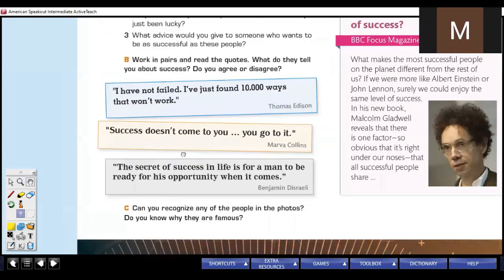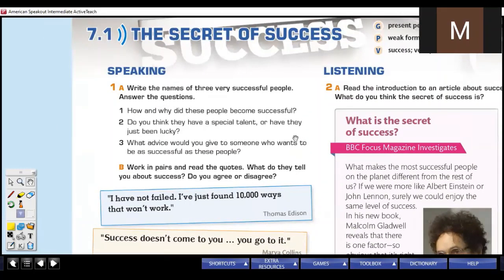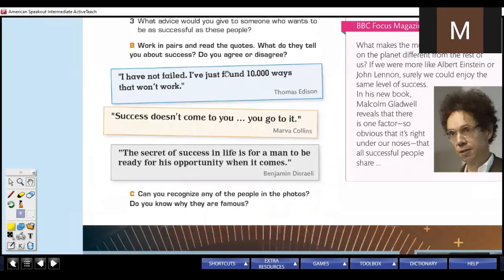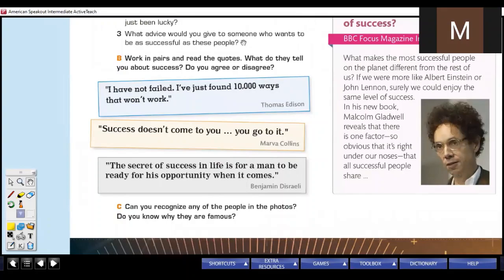Now, since you know that they are the Beatles, how and why did they become successful? That's the question I want you to answer, right? Or do you think that the Beatles have any special talent, or they were just lucky? And number 3, would you give advice to someone who wants to be as successful as the Beatles? Well, this is what you're going to do. But again, you're not going to do it right now. At the end, you're going to answer these questions, all right? But again, it's not going to be about the Beatles themselves. You can choose the person you would like to speak about, all right?